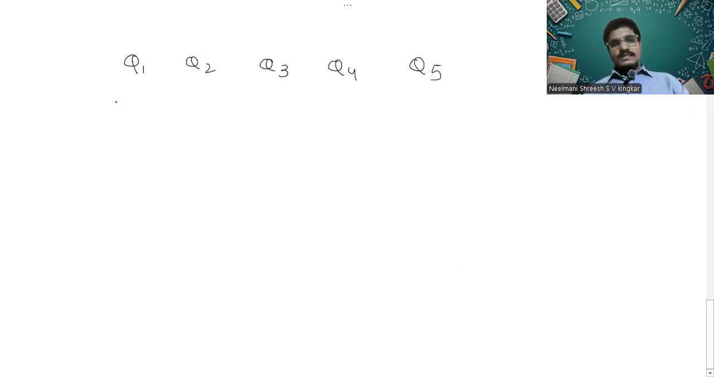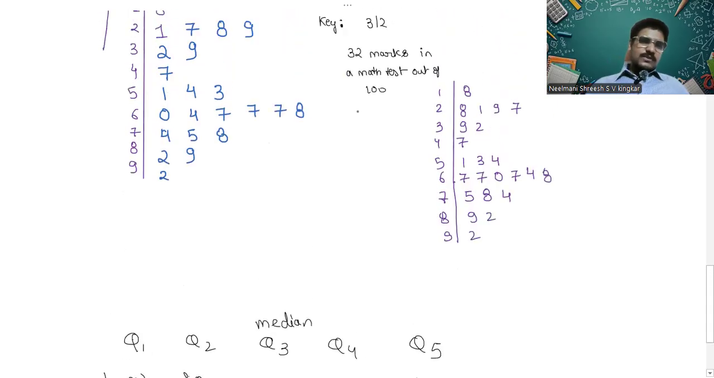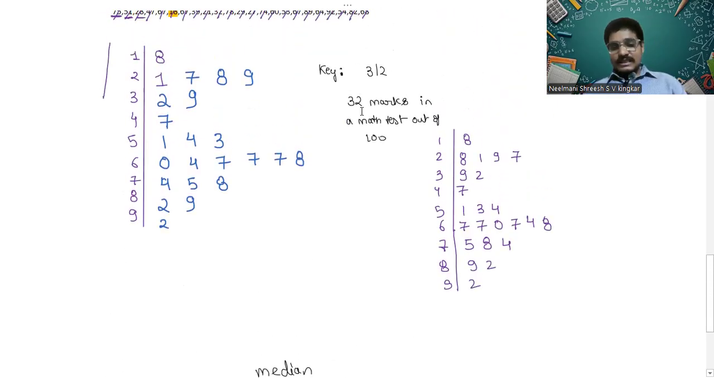This means the lowest number. This is the highest value. This is the median. This is the lower quartile, and this is the upper quartile. If you see this particular thing, I hope you have done this part.